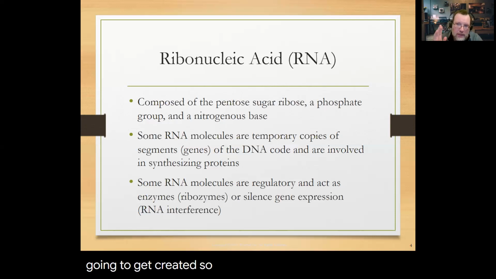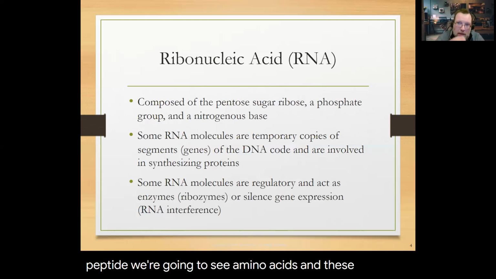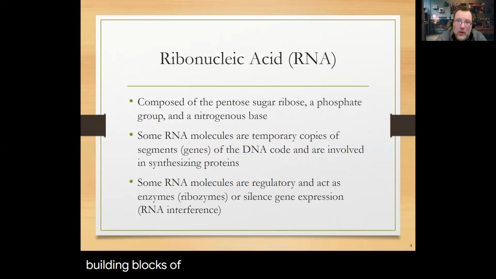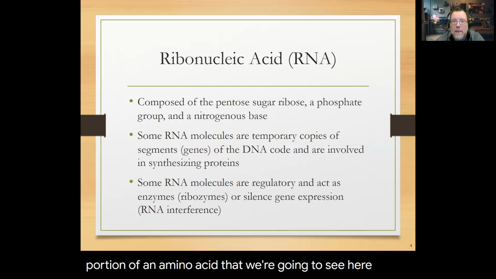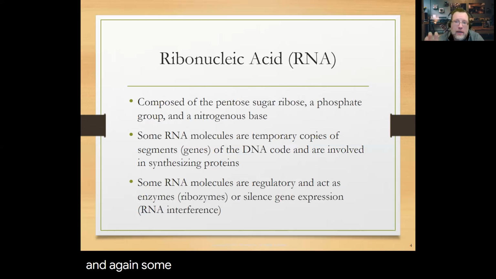So remember, we're going to see polypeptide. We're going to see amino acids. Okay, these are the building blocks of amino acids. So these are the smallest portion of an amino acid that we're going to see here. Okay, and again, some RNA are going to be regulatory. They're going to turn things on or shut things off. And again, some of them are going to be inhibitors potentially of gene expression.